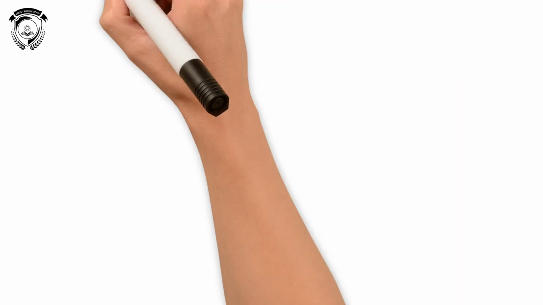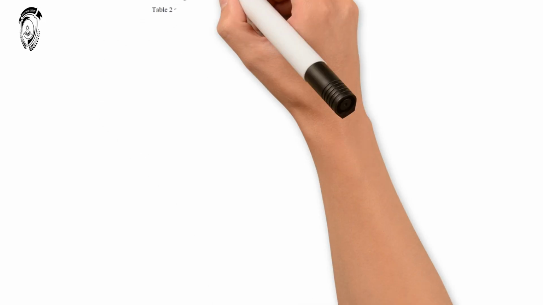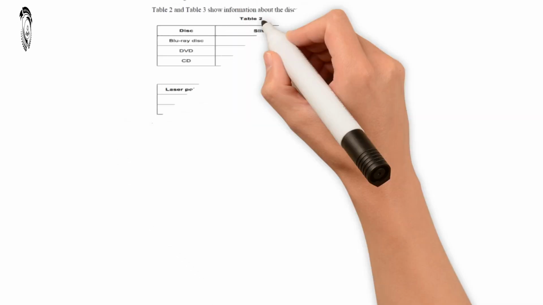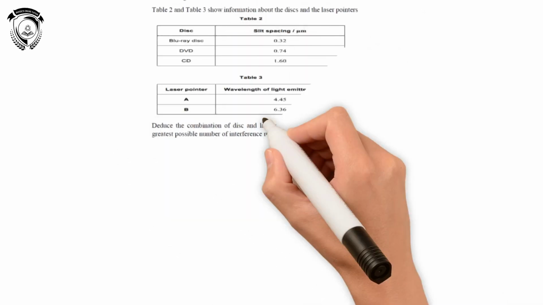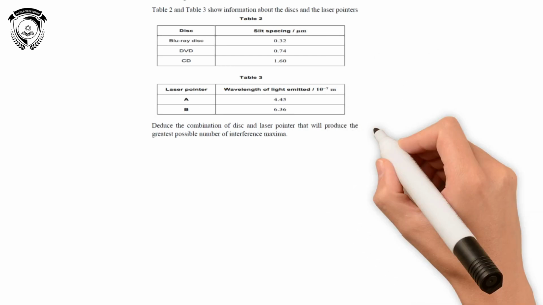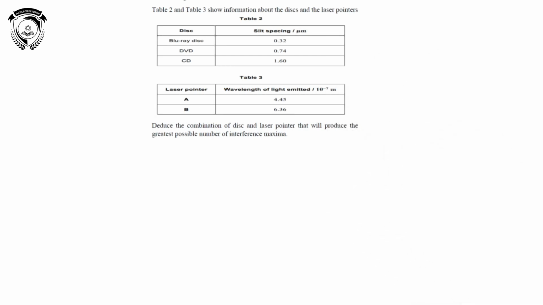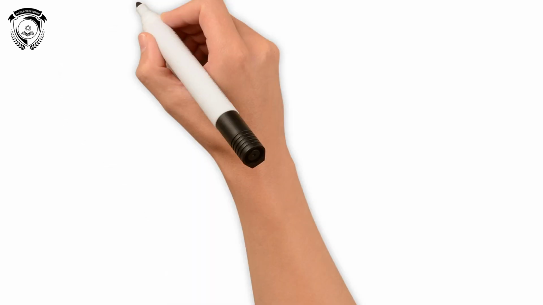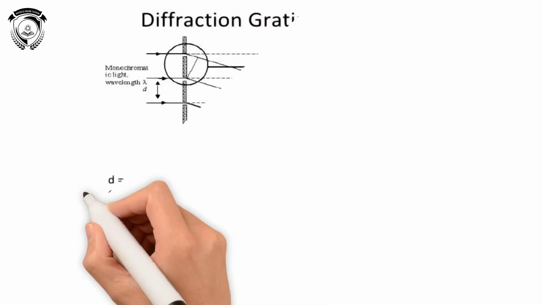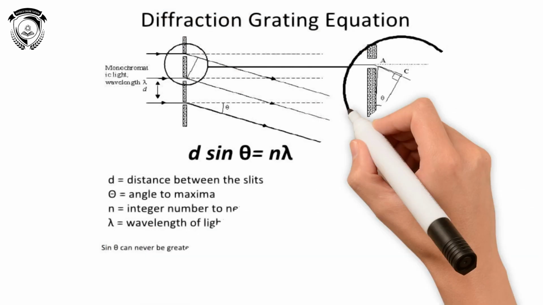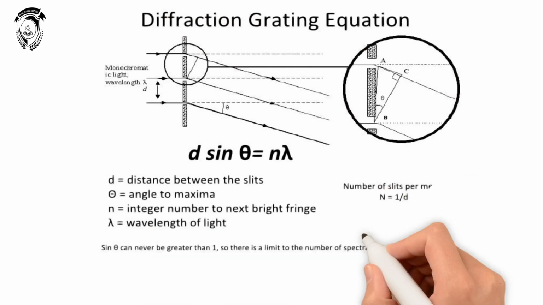Next question. They have given us two tables. In one table, they have given us a disk and the slit spacing. And in the next table, they have given us two types of laser and the wavelength of the light that is emitted from those lasers. They have asked us to deduce the combination of disk and laser that will produce the greatest possible number of interference maxima.